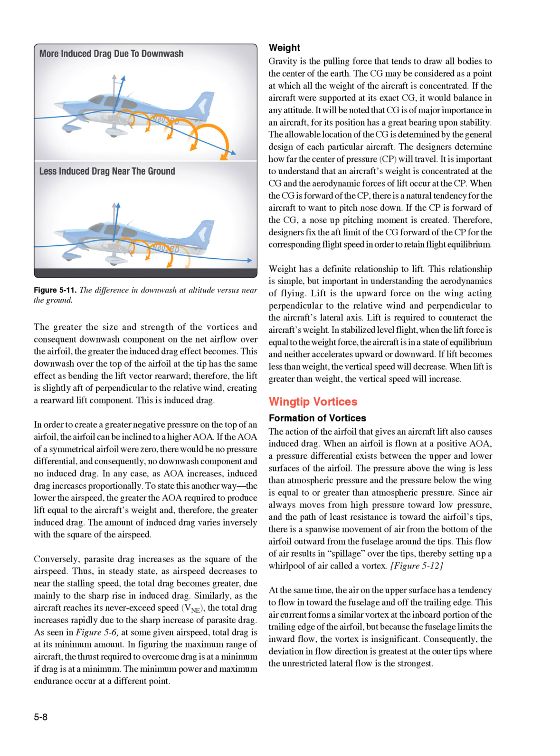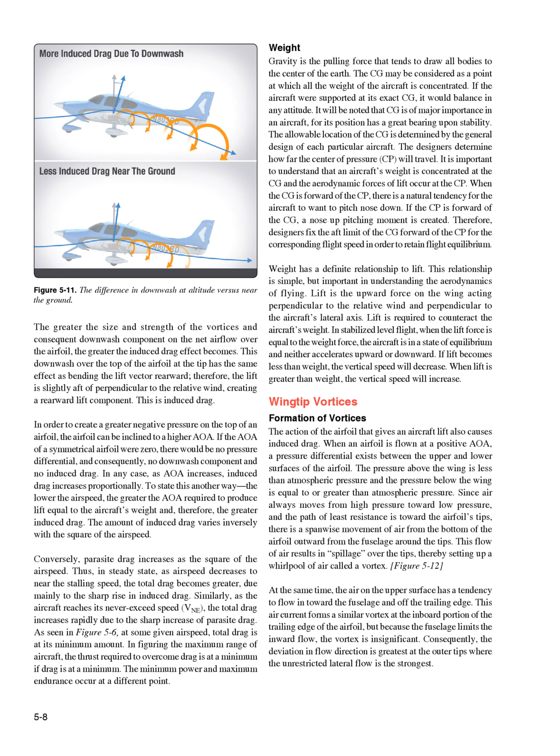Since air always moves from high pressure toward low pressure, and the path of least resistance is toward the airfoil's tips, there is a spanwise movement of air from the bottom of the airfoil outward from the fuselage around the tips. This flow of air results in spillage over the tips, thereby setting up a whirlpool of air called a vortex. Figure 5.12. At the same time, the air on the upper surface has a tendency to flow in toward the fuselage and off the trailing edge.